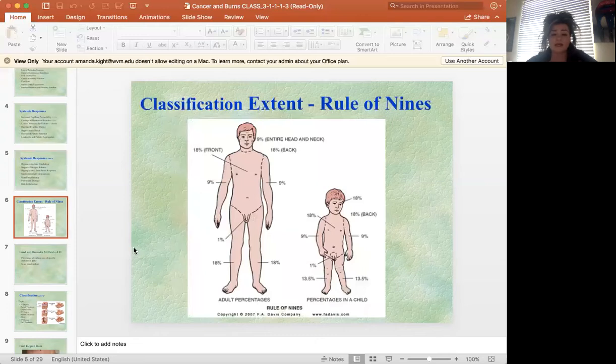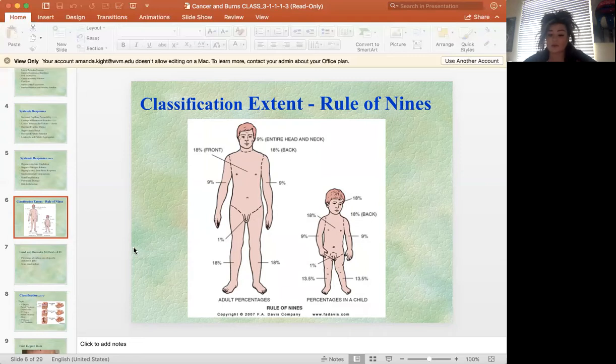The rule of 9s, I gave you the video on that as well. So you've got this little guy here, in a child or an infant, and then the adult percentages. And again, as I said earlier, maybe some of you are going to go into this line of work, I don't know, but you don't always have to be the expert and memorize every single thing.